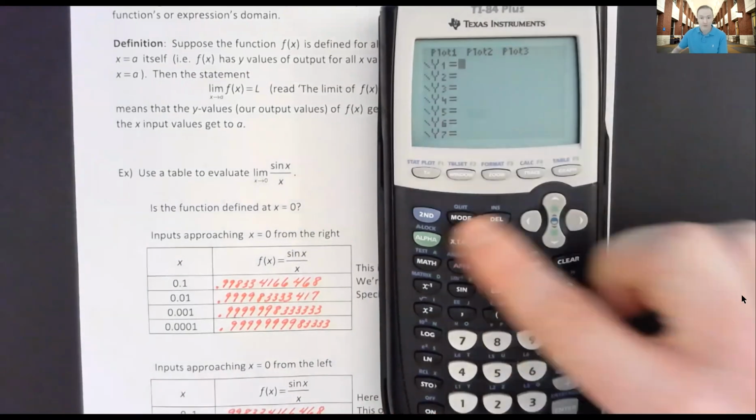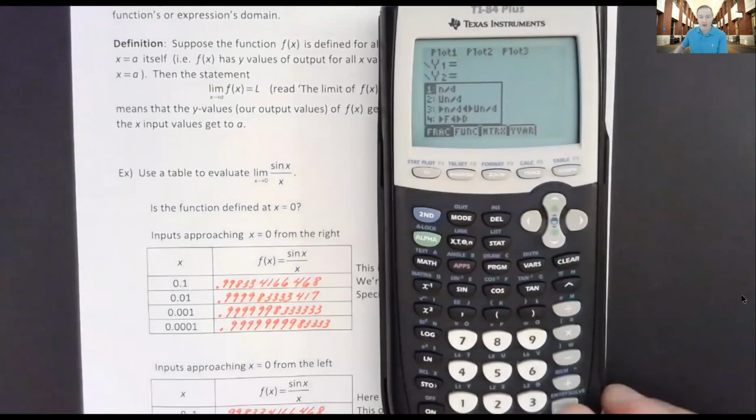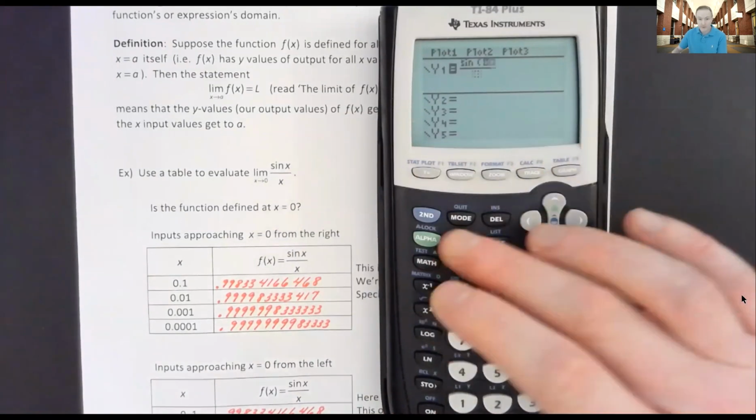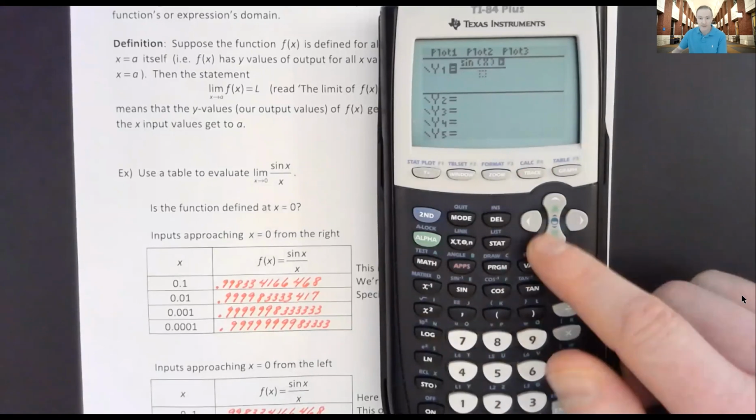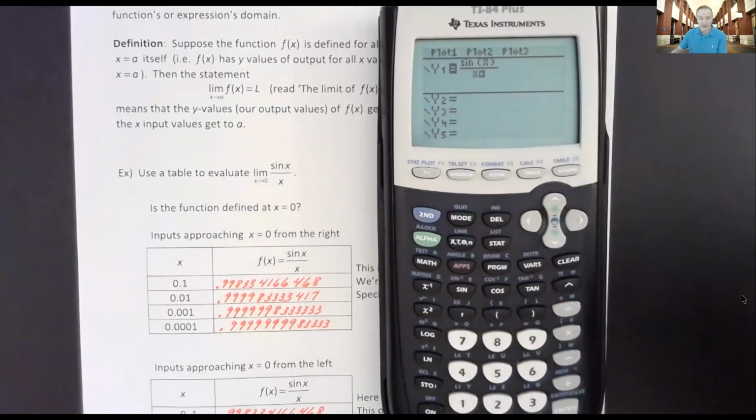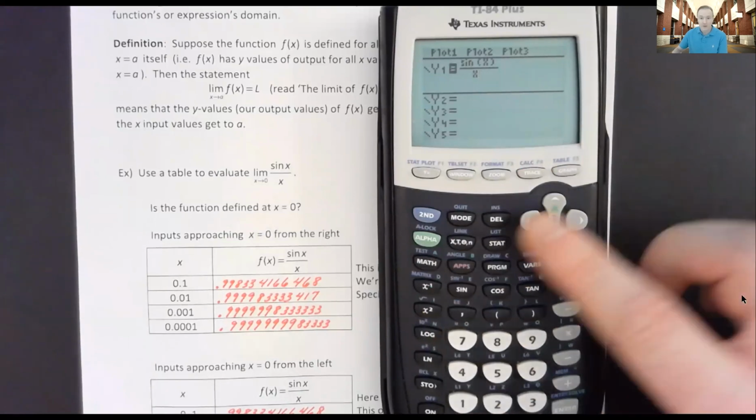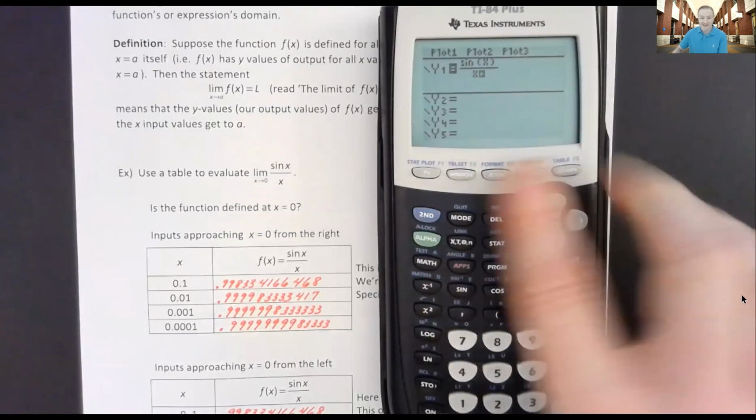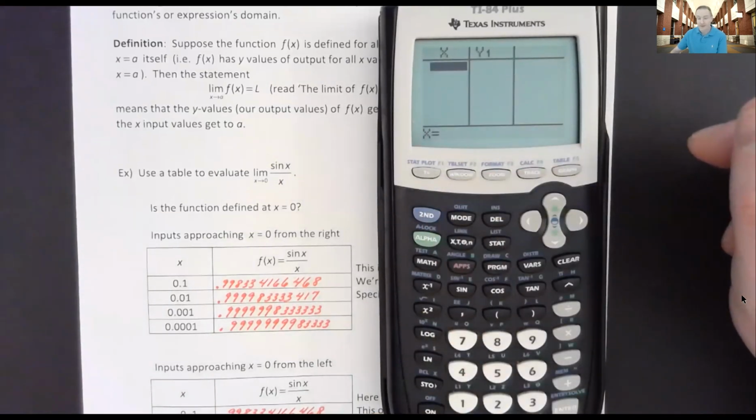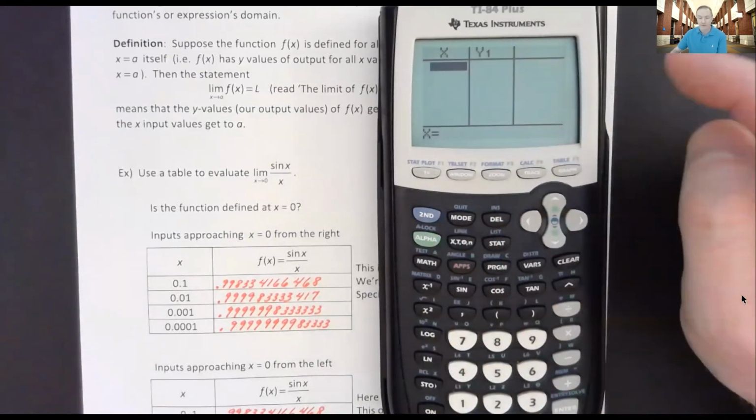So now once I do that, I'll go ahead and say, okay, y equals, and I'll have the sine of x in the numerator, close out that sine, divided by x in the denominator. And now I can say, well, all right, I'll go to 2nd Table to see the graph of this. Or sorry, not the graph, but the numerical chart for this.